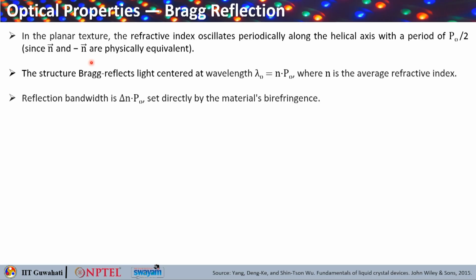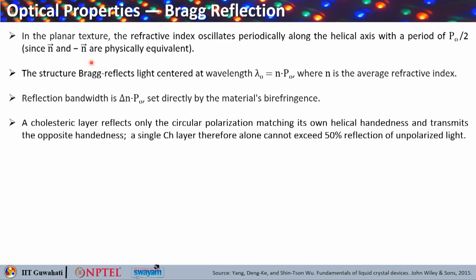And the reflection bandwidth is delta n times p naught, which is set directly by the material's birefringence, so delta n plays an important role in deciding the bandwidth. Now a cholesteric layer reflects only the circular polarization that matches its own helical handedness, and it transmits the opposite handedness. So a single cholesteric layer alone cannot exceed 50% reflection when unpolarized light is falling on it, because only 50% of the light will match its own handedness and be reflected, while the remaining will be transmitted.